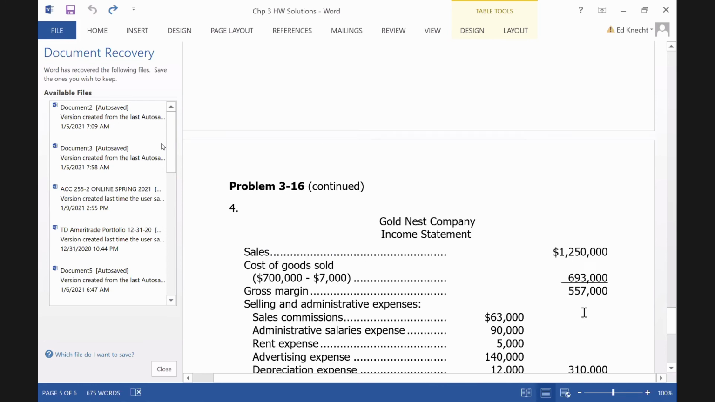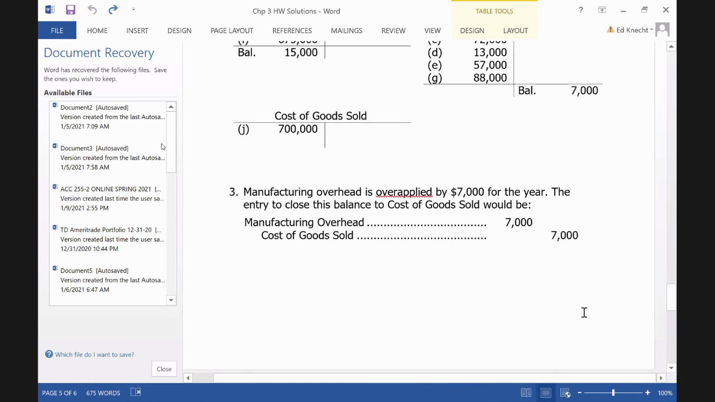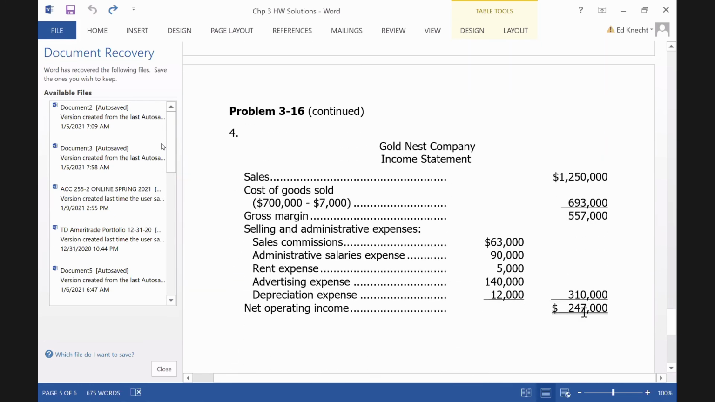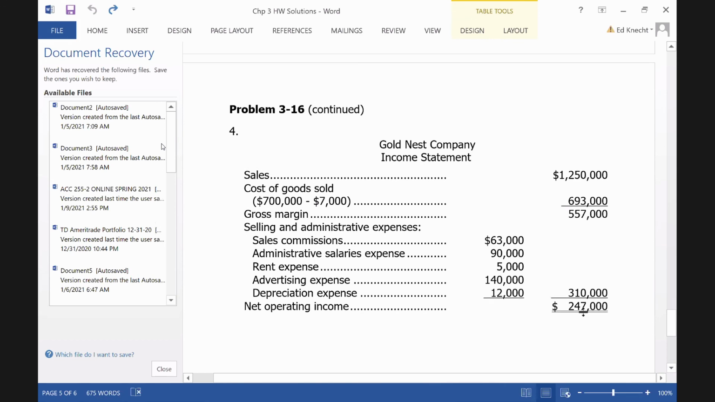Income statement, that's pretty simple, right? Take your cost of goods sold there, 700,000. They made the adjustment because we over applied it. It's 693. So 700,000 was the cost of goods sold, but then we adjusted for the over application of overhead. We reduce it. So now our gross margin is 557,000. Here's all of our expenses. These are period costs. We subtract that. We get an operating income.